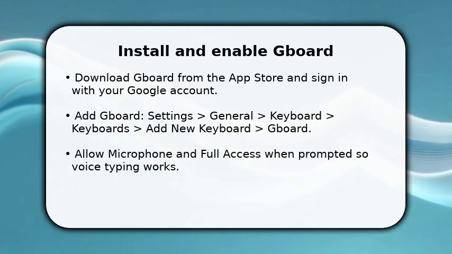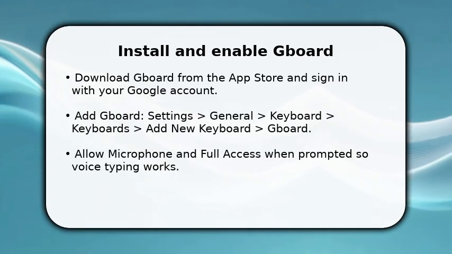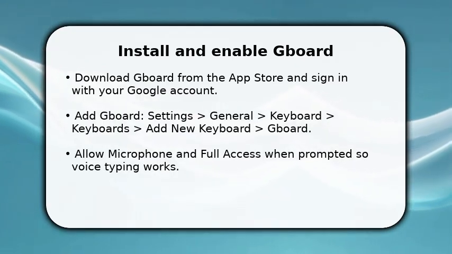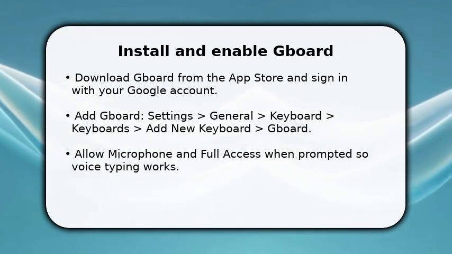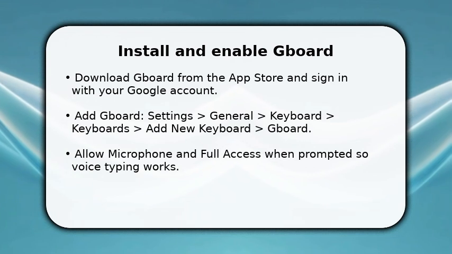You must switch to Gboard inside any app by tapping the globe icon. That activates Google's microphone icon. Once the mic appears, tap it to begin dictating. Speak naturally and include punctuation verbally for better accuracy.